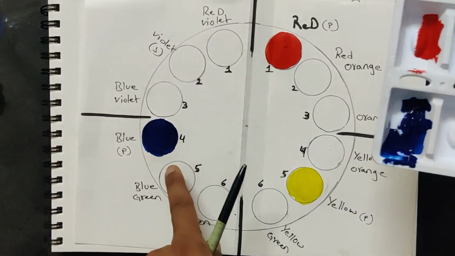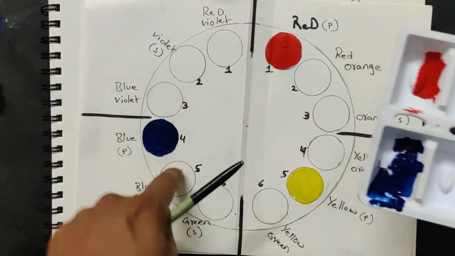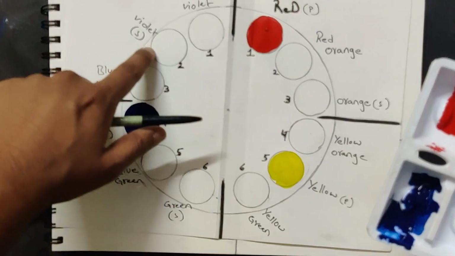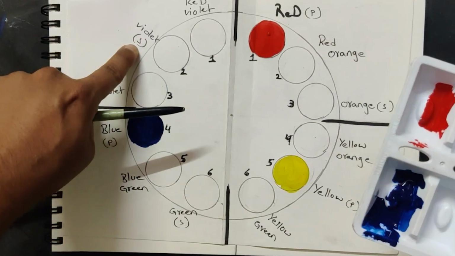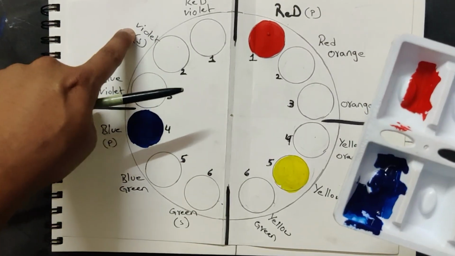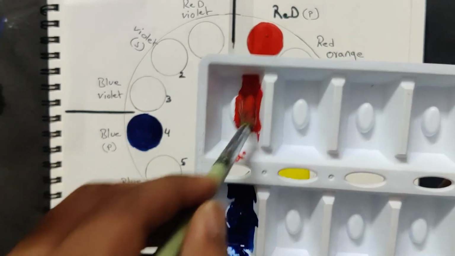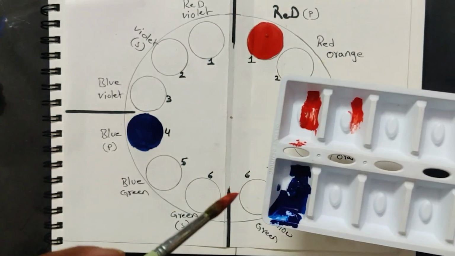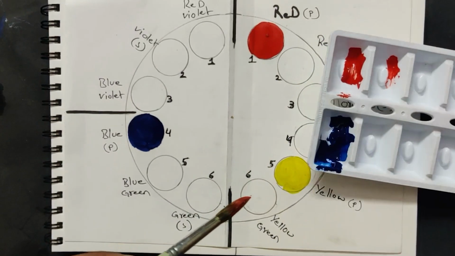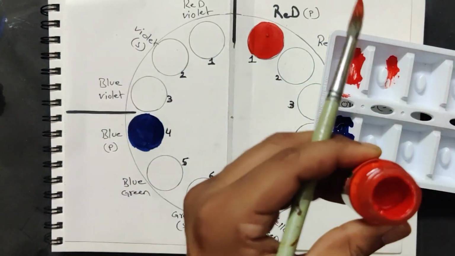Now let us see what the secondary colors are. By mixing red and blue, we'll get a violet color. I have written here S, which means secondary color, violet. I'll show you how to mix that. I'm taking red here, putting a little bit of red.